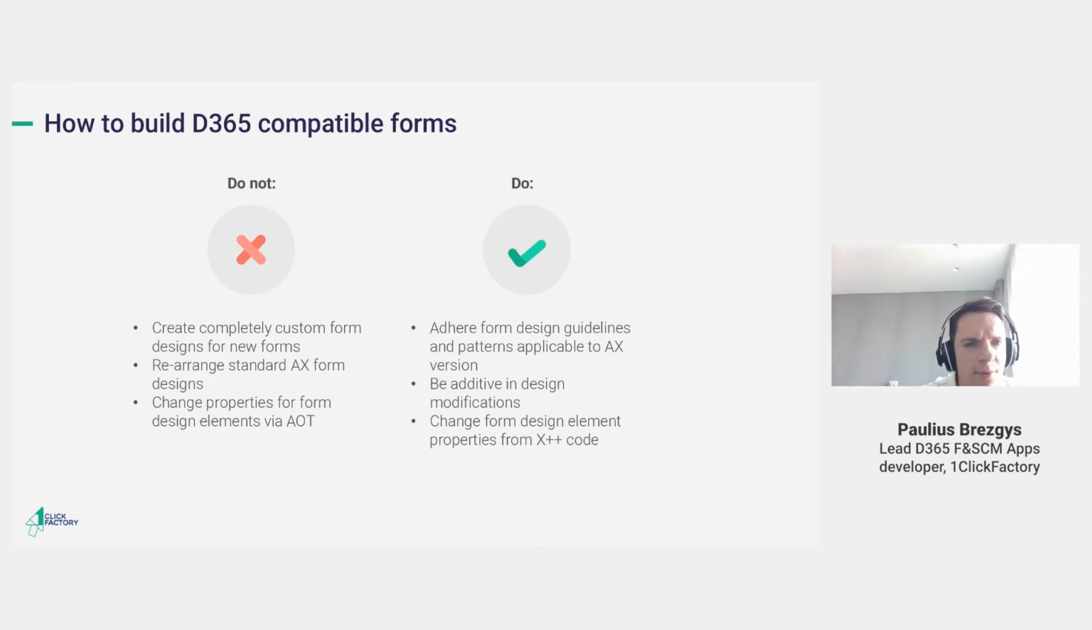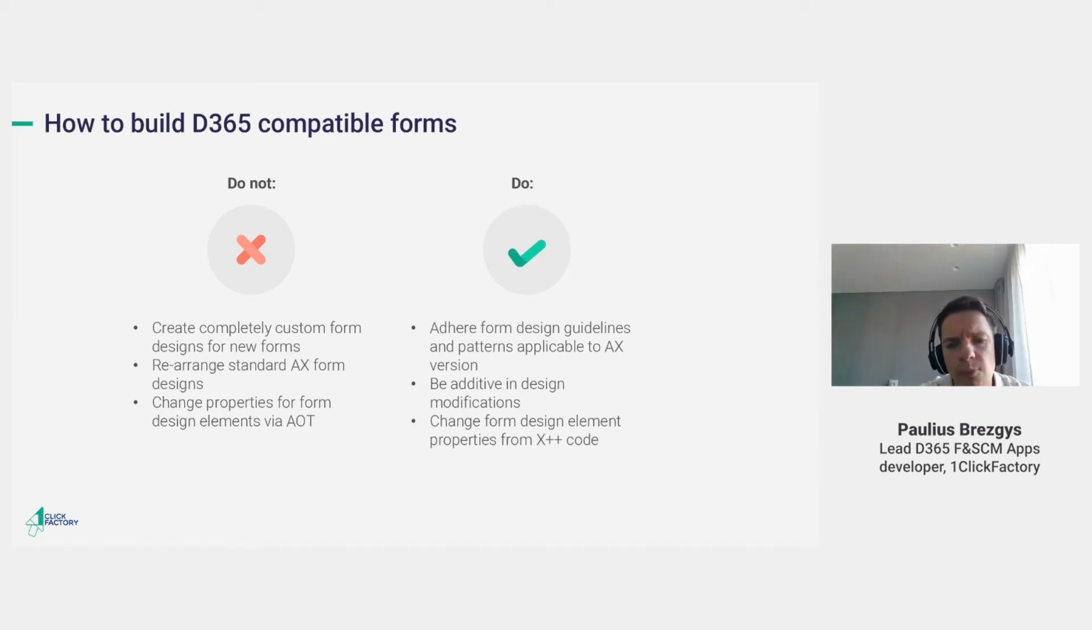And the third one is when you do form modifications. Usually you will be doing those form modifications and design elements via the AOT. So whenever you need to hide something or make it bigger, you're just going to go to properties and set the property.